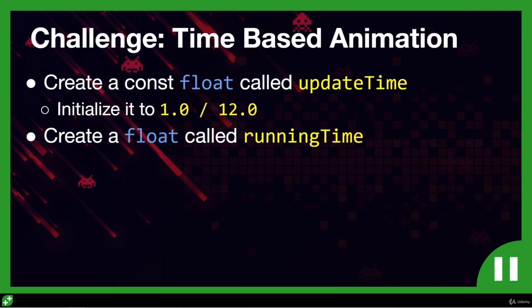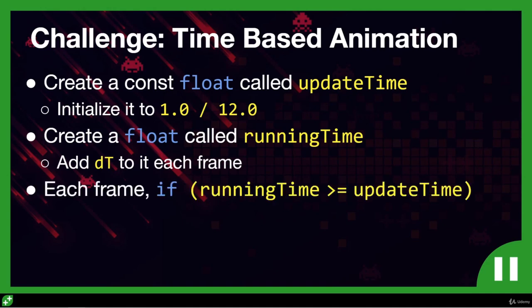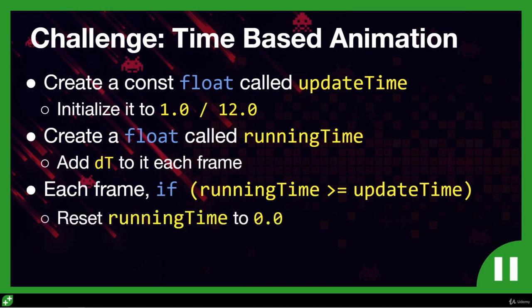Create a float called running time. This one won't be const because we're going to update it each frame by adding delta time to it. This will effectively keep a running time so that we know how much time has passed since the last time we updated the animation frame. Each frame, we're going to check to see if running time is greater than or equal to update time. This means it's time to update the animation frame. Now, inside this if check, we're going to reset running time to 0. And then we'll update the animation frame.